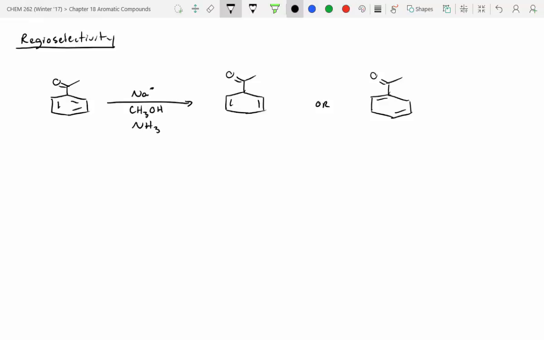What I like to do is look at the group coming off of the benzene. In this case, we've got a ketone. And then identify whether or not this group is electron donating or electron withdrawing. What I mean by that is, is the substituent capable of pushing electron density into the ring via resonance, or can it pull electron density out of the ring via resonance? What do you guys think? Is it going to push electrons in or pull electrons out?